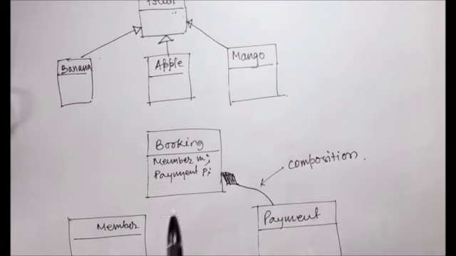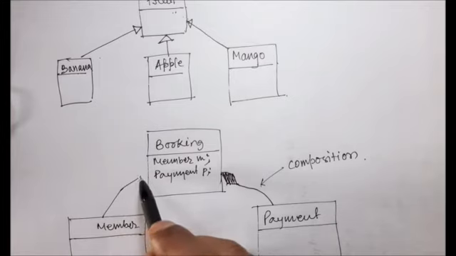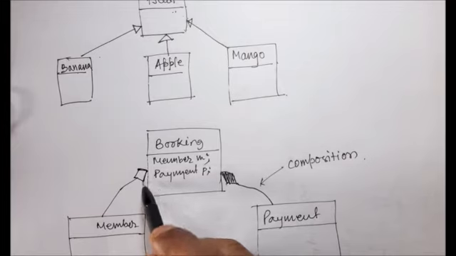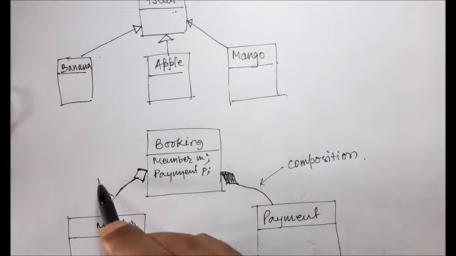And in case of member, if I want to delete this payment option, but member data should not be deleted, right. So, here the relationship is aggregation. In case of aggregation, we represent it with an empty diamond symbol. Okay. So, that is aggregation.